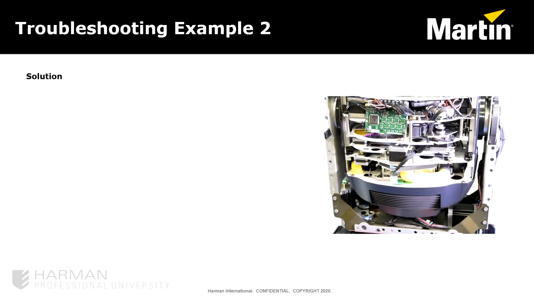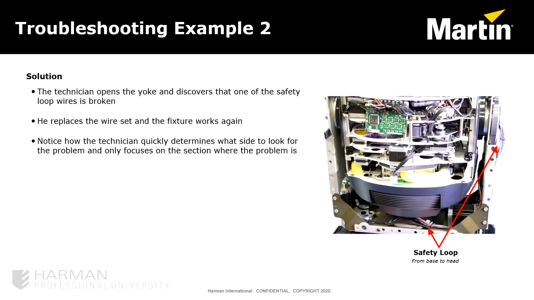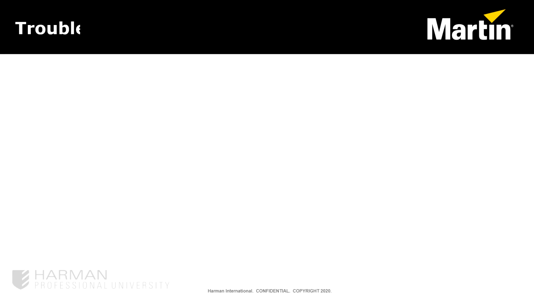How does the technician resolve the issue? The tech opens the yoke and discovers that one of the safety loop wires is broken. They replace the wire and the fixture works again. Notice how the technician quickly determines what side to look for the problem and focuses only on that section where the problem is. This is another good example of the divide and conquer troubleshooting process. Let's review one final troubleshooting example.